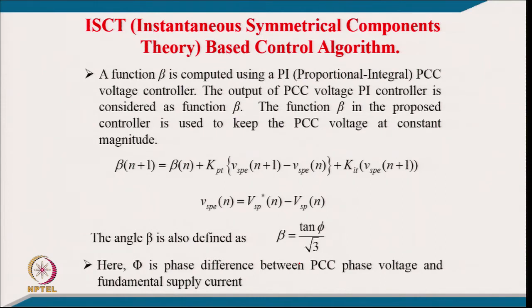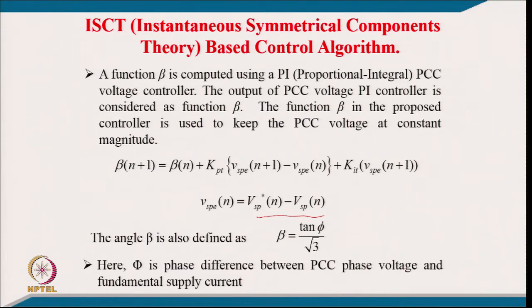on the PCC voltage, and the output of the PCC voltage PI controller is considered as the function beta. In the proposed controller, this is used to keep the PCC voltage at constant magnitude. This is the voltage PI controller, where this is the point of common coupling voltage amplitude, and this beta represents an angle, from this expression beta = tan phi upon root 3, where phi is the phase difference between the PCC voltage and the fundamental voltage.